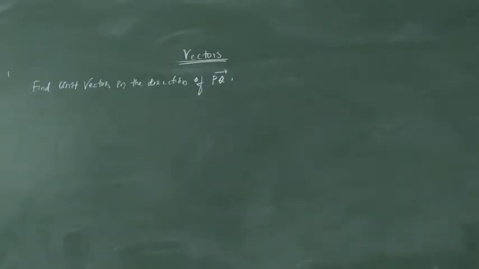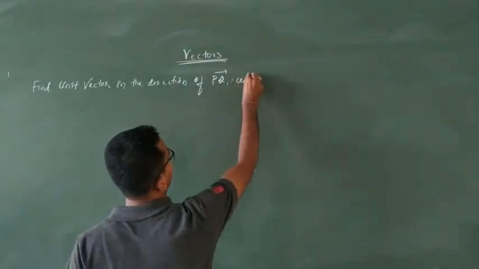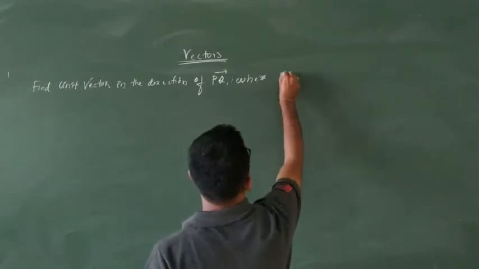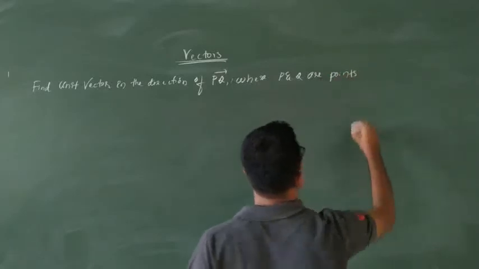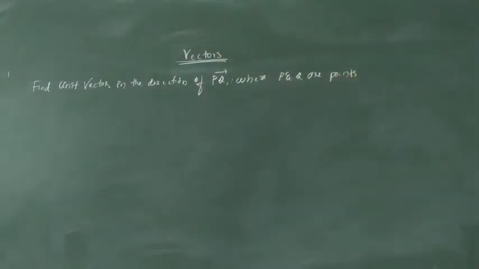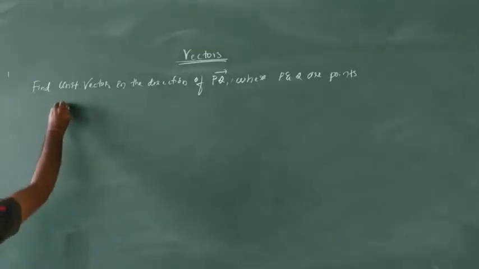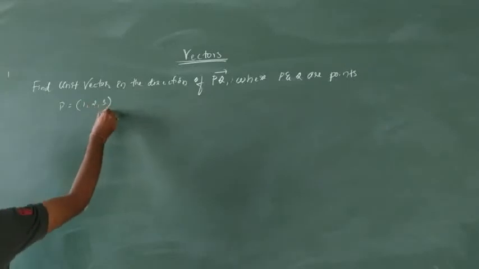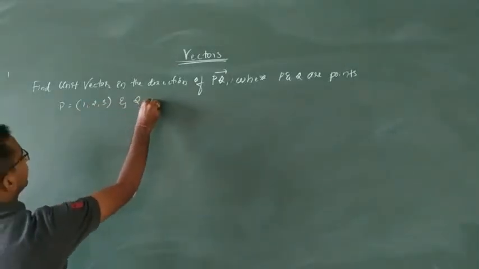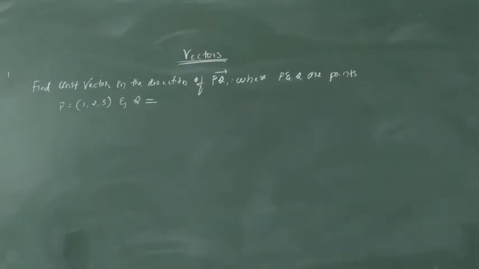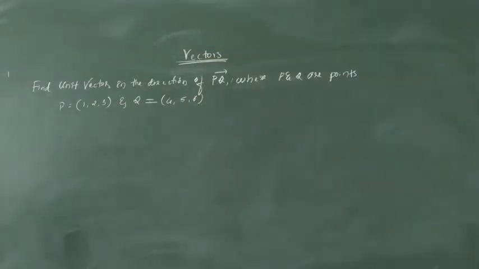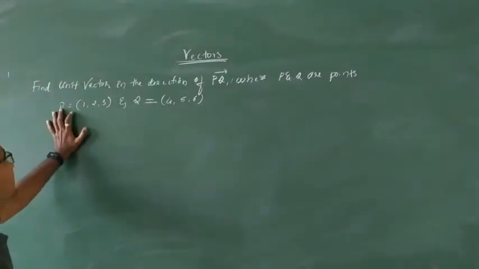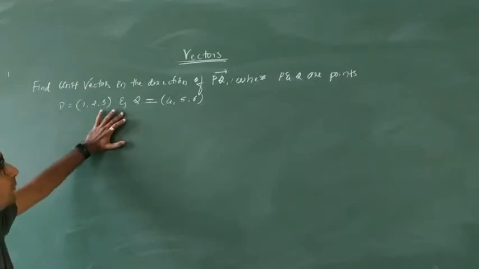Where P and Q are the points. P has components 1, 2, 3 and Q has components 4, 5, 6. So some type of question will be arising in your mind: how can they do it as they want? Point P is 1, 2, 3 and Q is 4, 5, 6.